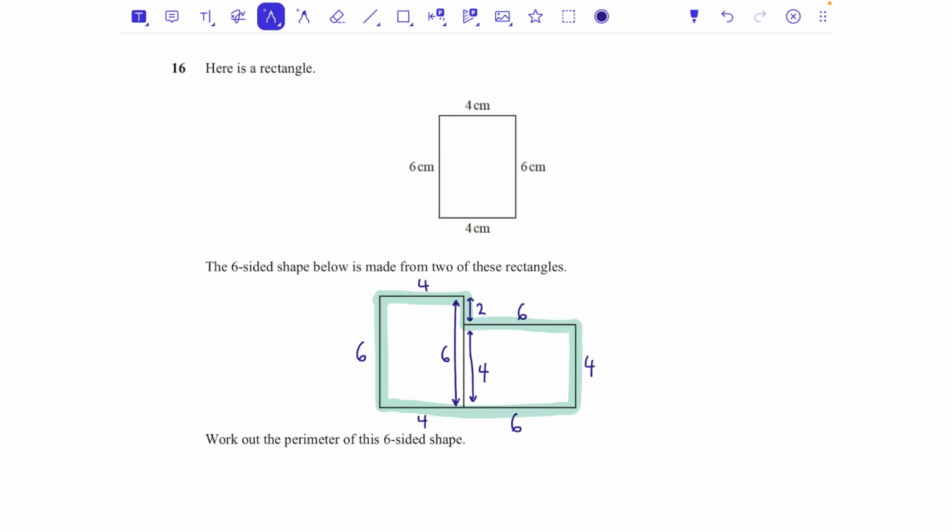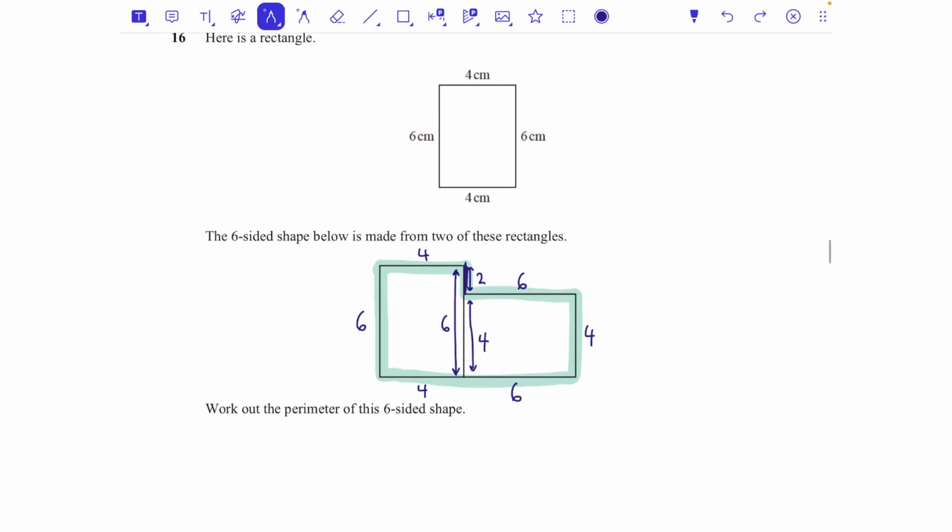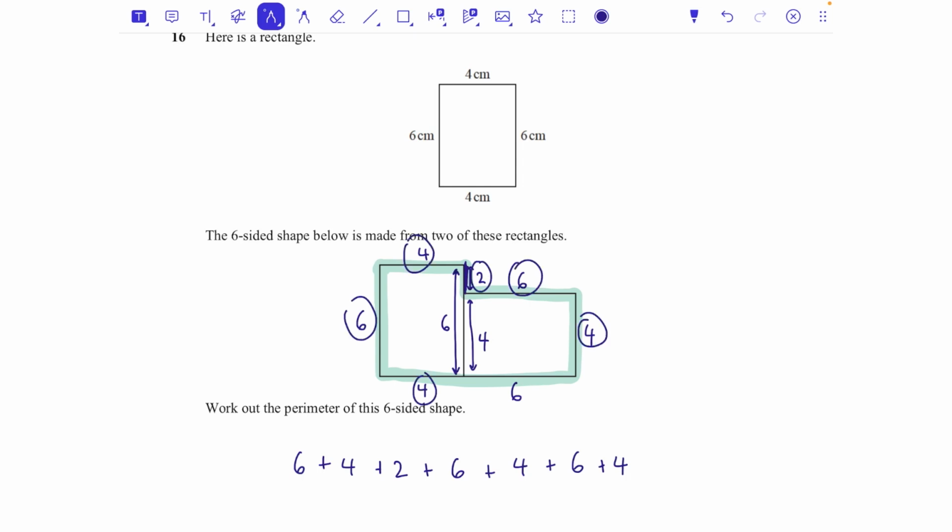So I need to add on 2 because that bit is on the outside, but these sides are not, so they should not be included, okay? So if I'm going all the way around, I've got 6, add 4, add 2, add 6, add 4, add 6, add 4. 1, 2, 3, 4, 5, 6, 7. Yep, definitely got them all.